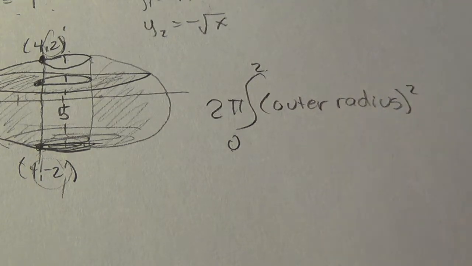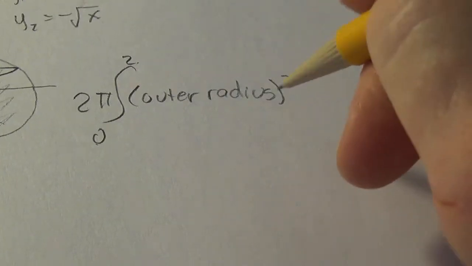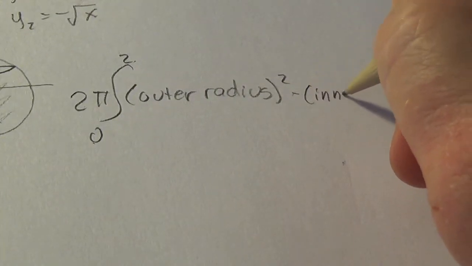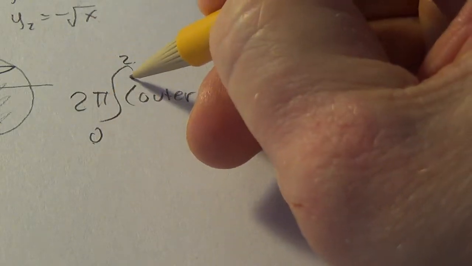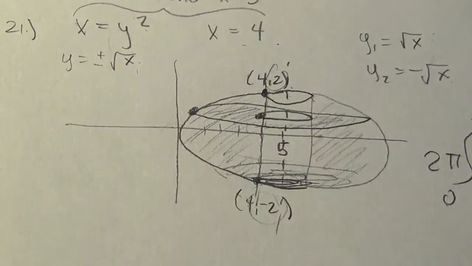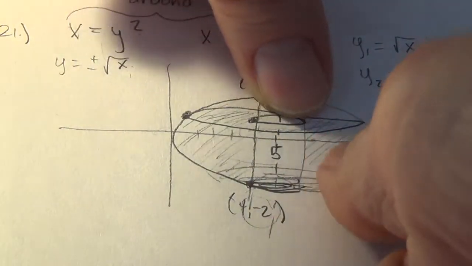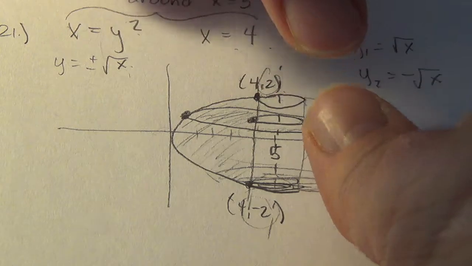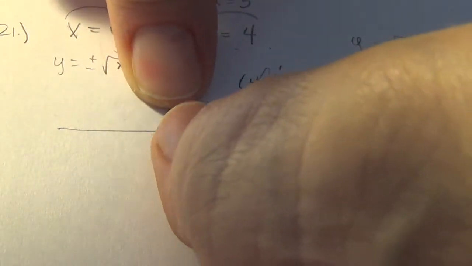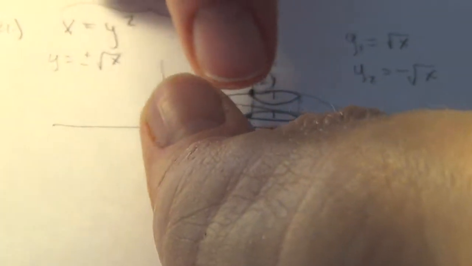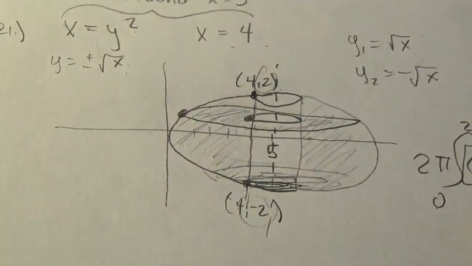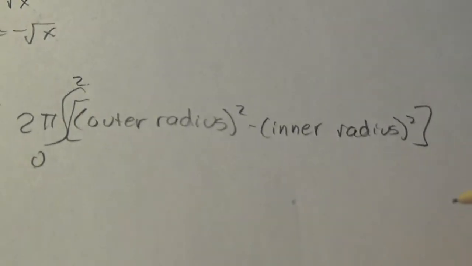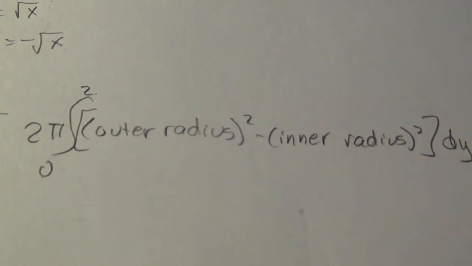All right, outer radius squared minus inner radius squared. And are these dy or dx? Well, here's the thickness of one of the washers, the distance between my thumb and finger, read on the y-axis. Very small. So it's a dy. I'm going to do this one in terms of y.